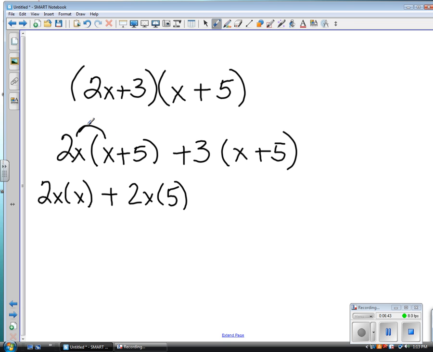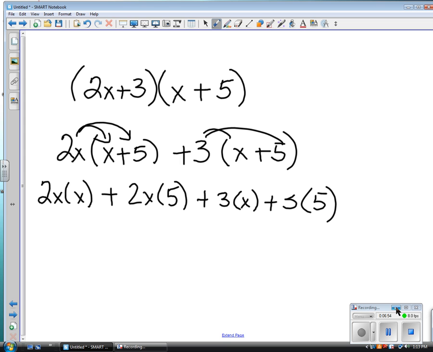So again, I'm distributing again. Plus, and again, I'm going to distribute over here. So 3 times x plus 3 times 5. And now I'm going to go through and clean up and do my math. So over here I get 2x squared plus 10x plus 3x plus 15. That should be a 3, it didn't.